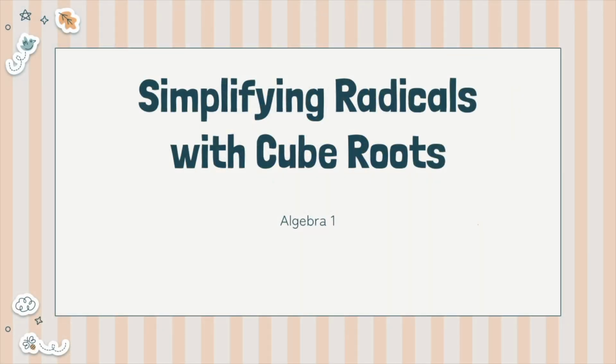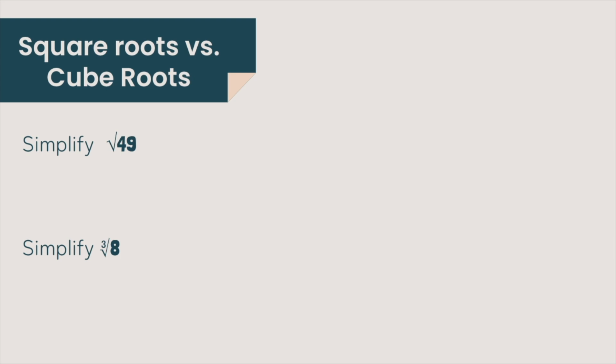Welcome back. Today we're going to be talking about simplifying radicals with cube roots. So let's go ahead and take a look at the difference between square and cube roots. Remember, whenever we have a square root, that's going to be two numbers times themselves. So 7 times 7, for example, is going to be equal to 49. So the square root of 49 is 7.